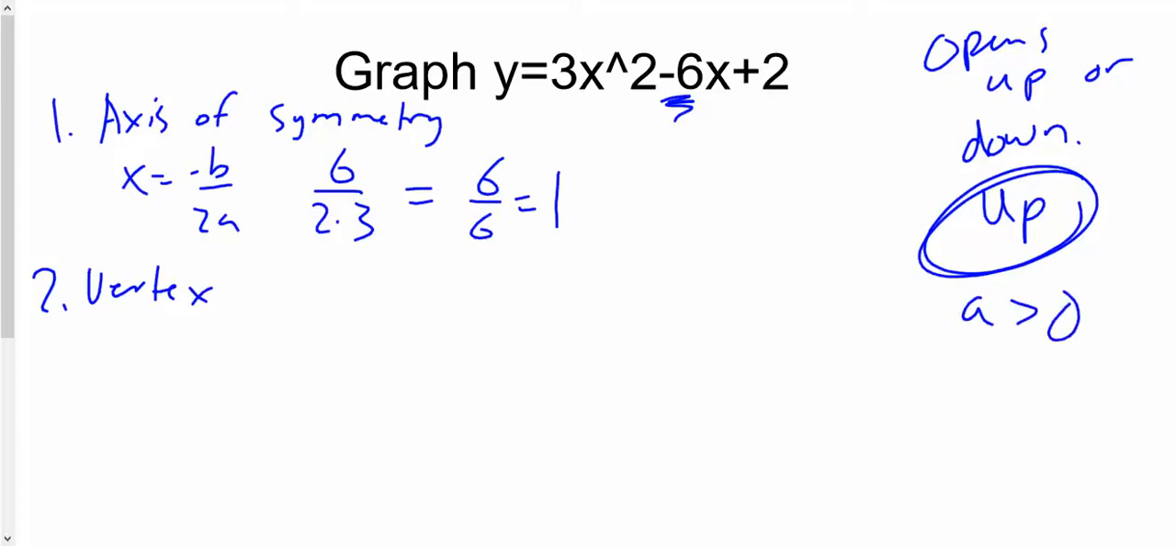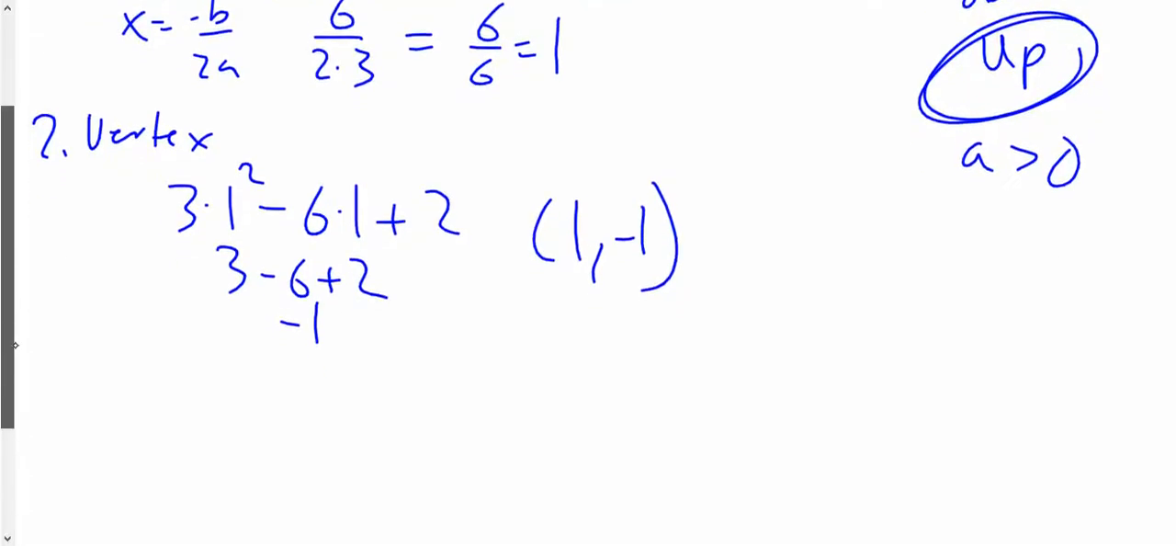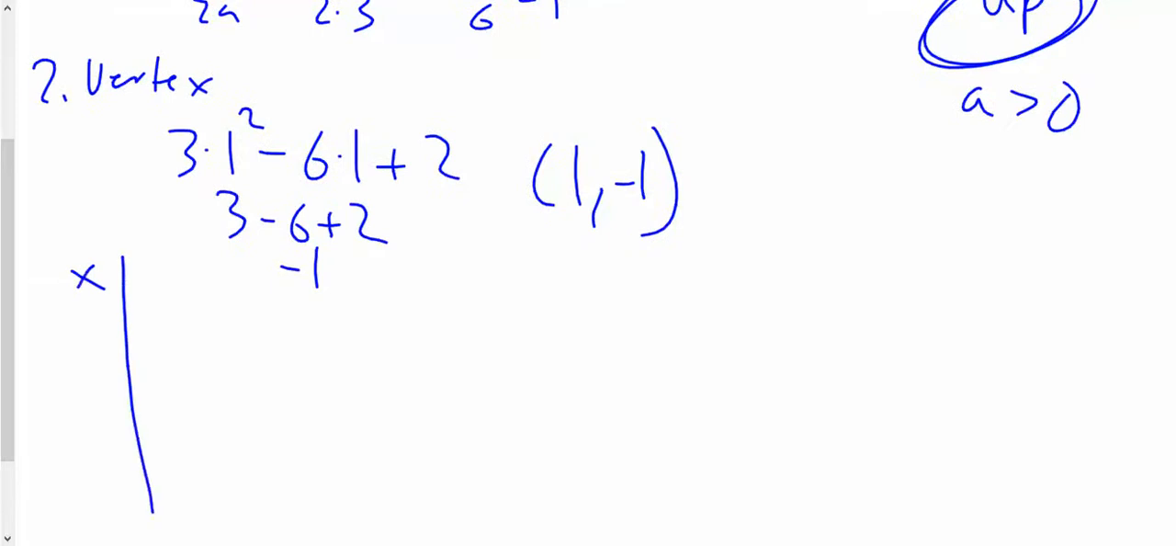Okay, let's find our vertex. Let's plug in 1 for x. 3 times 1 squared minus 6 times 1 plus 2. That'll be 3 minus 6 plus 2, which gives me negative 3 plus 2 is negative 1. So my vertex is 1 comma negative 1. That's going to be important for us. Now when we're making our table of values x, y, the vertex always goes in the middle.